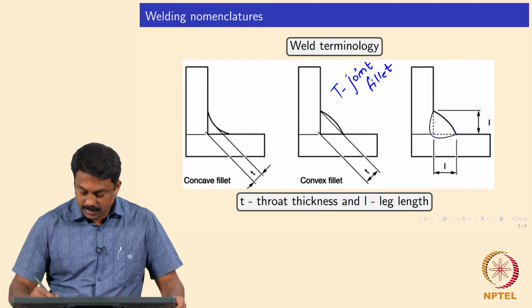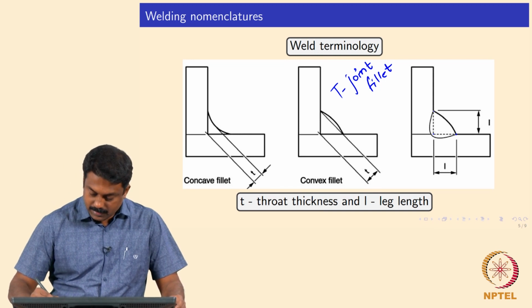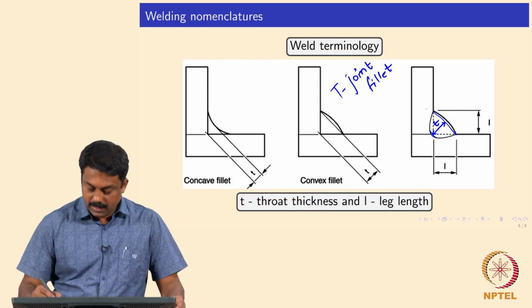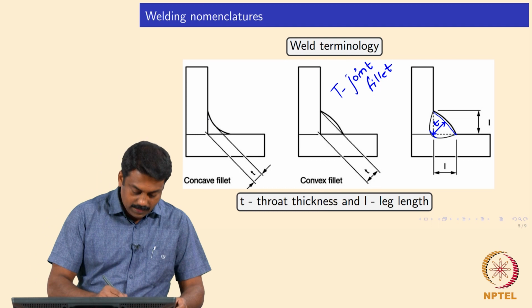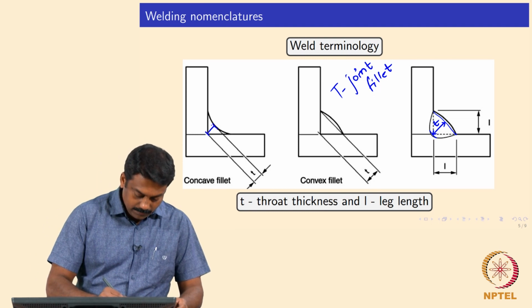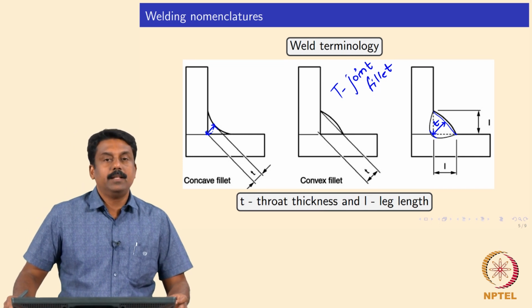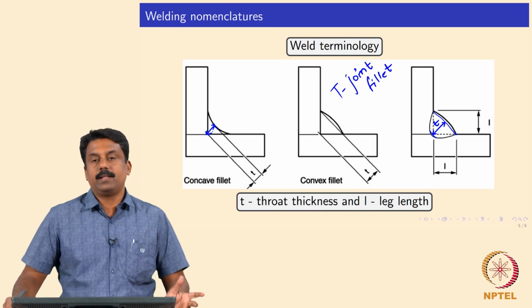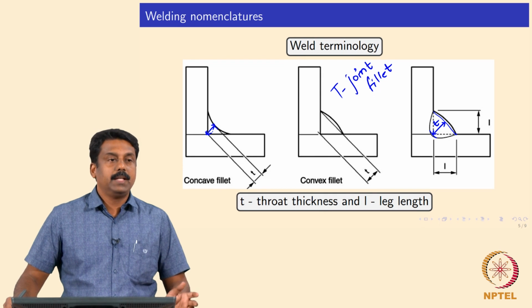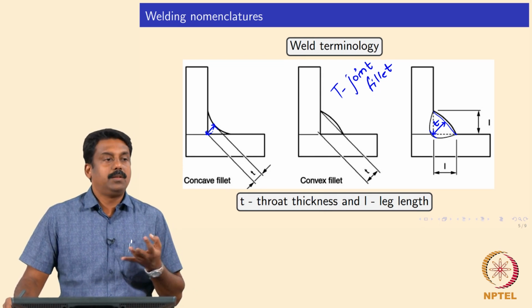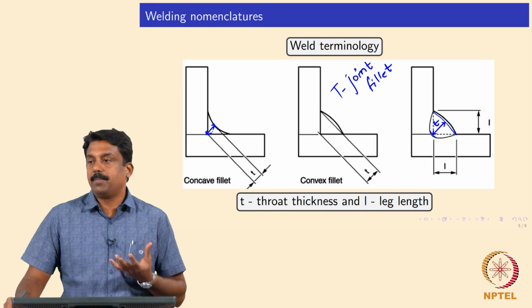Okay. Similarly, the thickness, the distance between these regions, in the convex fillet and in the concave fillet, the distance between these two regions is known as throat thickness. And this throat thickness is extremely important, similarly leg length as well, because that is going to determine the number of passes you need to make to achieve the required mechanical properties of this joint.